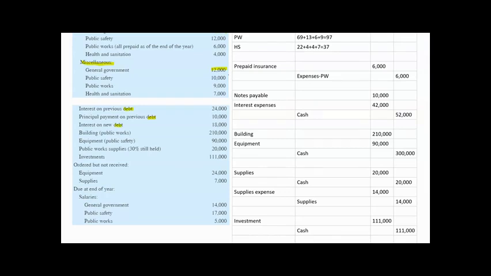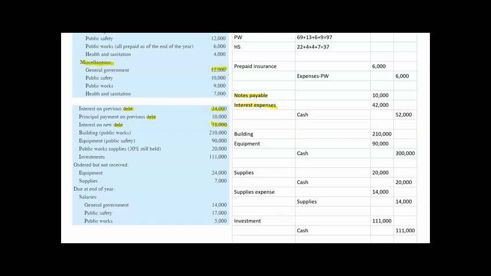So the journal entry is I debit notes payable 10,000, and then debit interest expense 42,000. The 42,000 interest expense includes interest on the previous debt and the interest on the new debt. In total, that's 42,000. So total cash paid for the debt is 52,000, including the principal and the interest. Alright, and then let's move on.